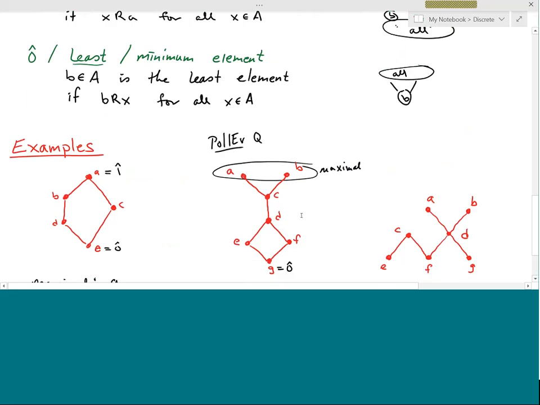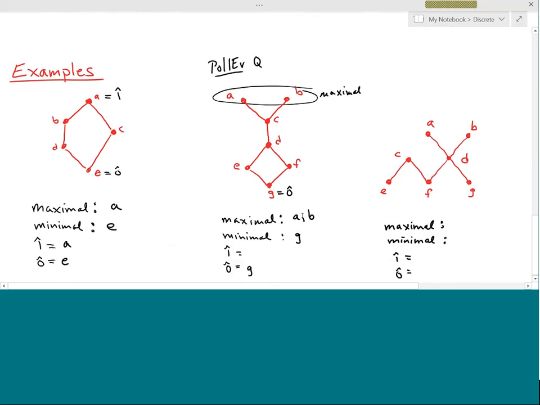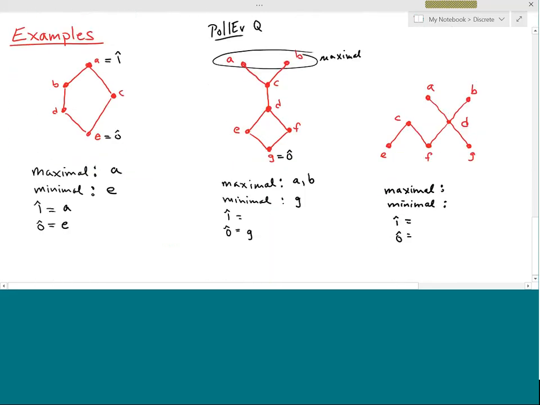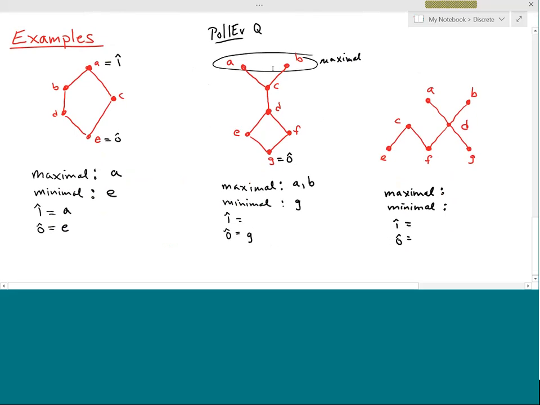So in order to see if your greatest element exists, you have to make sure that every other element, every other vertex in your Hasse diagram, you can travel your edges and get from those other guys up to your potential greatest element. Well, here's the nice thing.